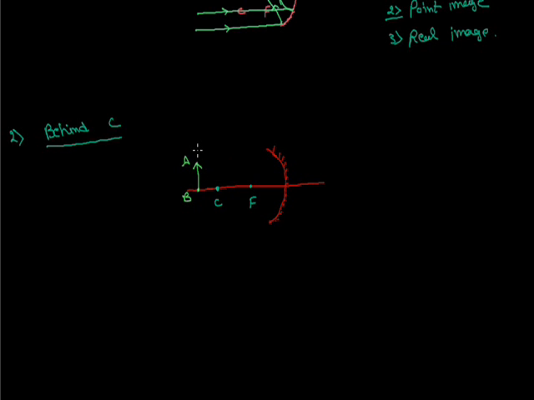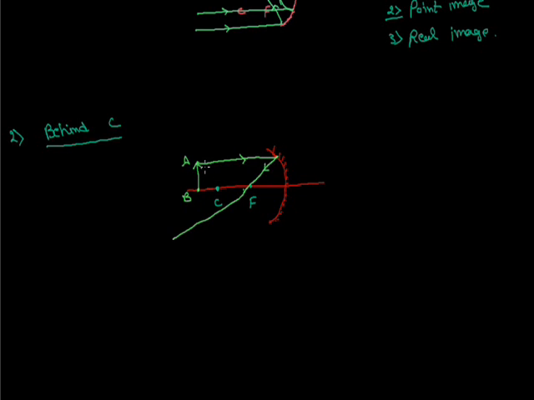Now according to the rules, the first ray should come from the top end, and this is the parallel ray. Whenever a parallel ray comes in this way, after reflection it will pass through the focus, which means it will move in this direction up to infinity. This is the first ray.